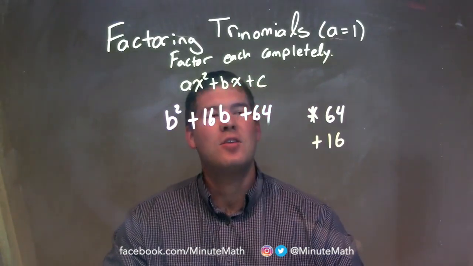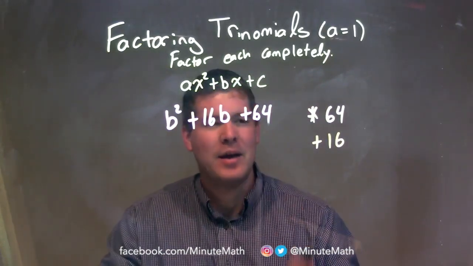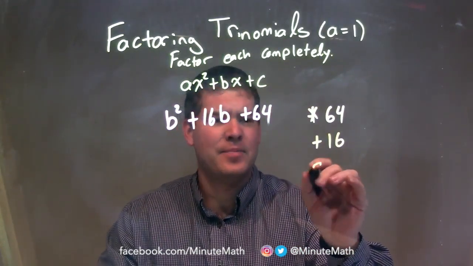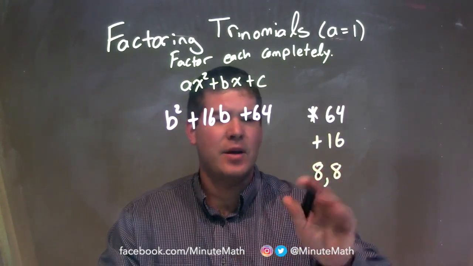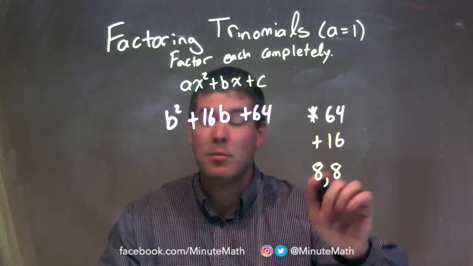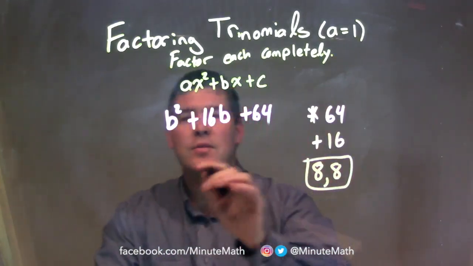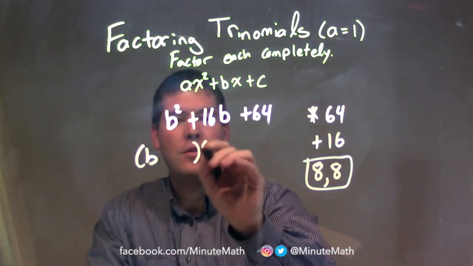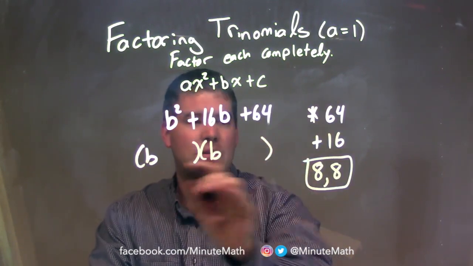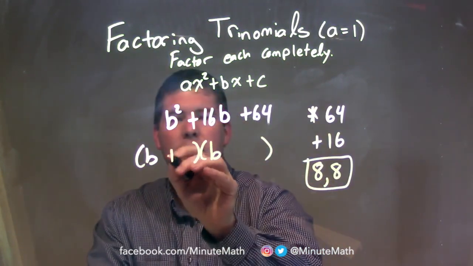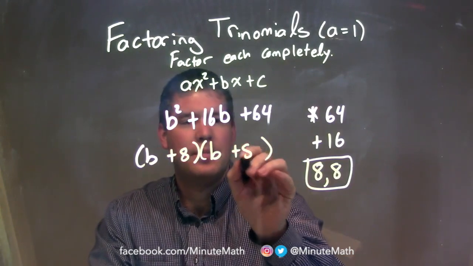Okay? So looking at that, I said, okay, well, what about 8 and 8? 8 times 8 is 64, but 8 plus 8 is 16. So when I write this out, I can factor this out, right? I have b and then the b, and we say, okay, our two numbers, 8 and 8, b plus 8 times b plus 8.